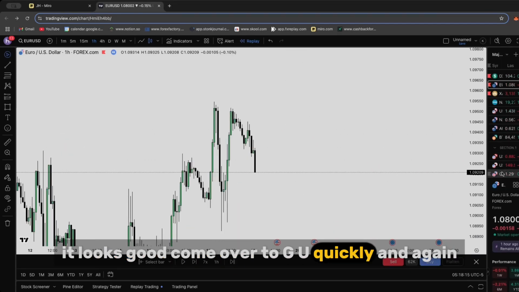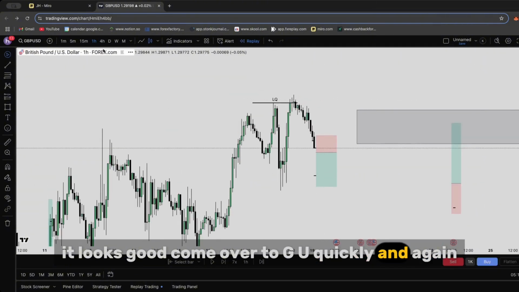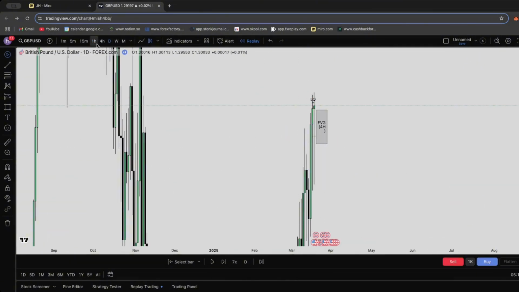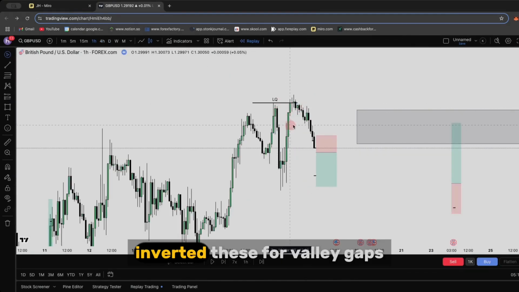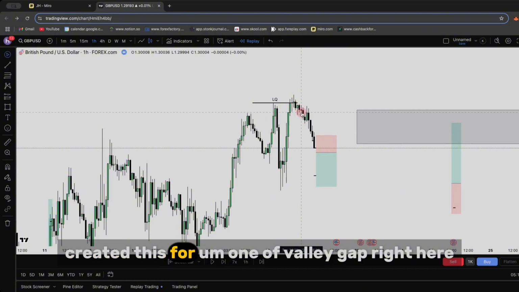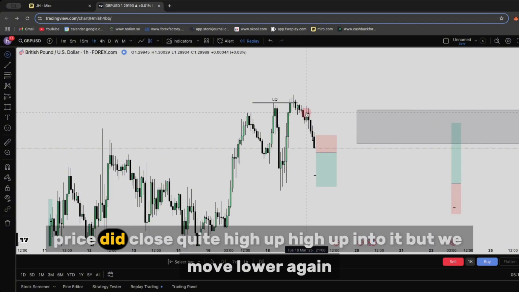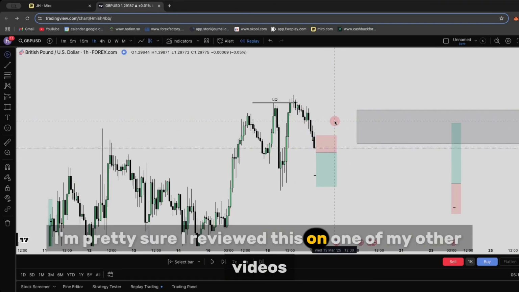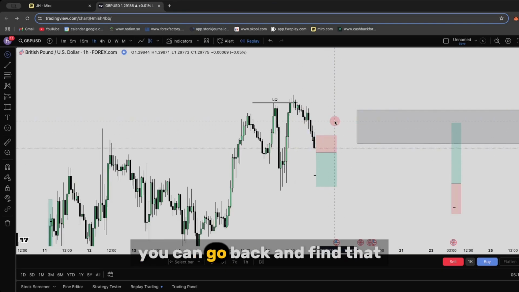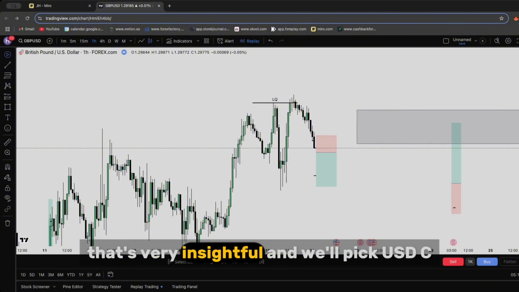Come over to GU quickly, and again, you can see it clear on the 4 hour. Swept this high right here, inverted these fair value gaps, created this 1 hour fair value gap right here. Price did close quite high up into it, but we moved lower. Again, looks really good for a sell. I did take this. I'm pretty sure I reviewed this on one of my other videos, so you can go back and find that. That's very insightful.